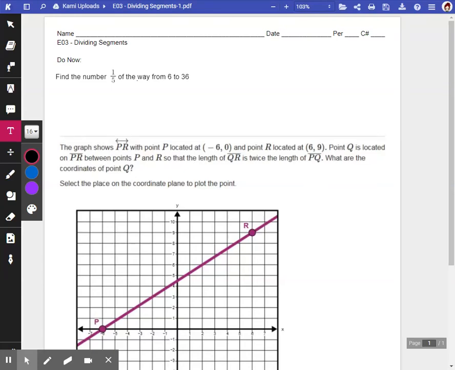Hi, sunshines. So we're going to do dividing segments using ratios. To start with, we're going to find the number that is 1/5 of the way from 6 to 36.